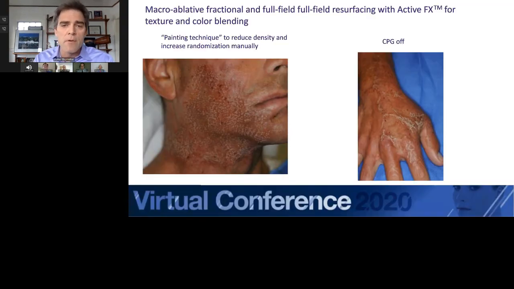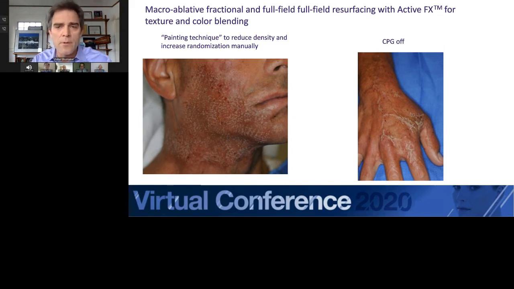So these are the ways I most often use the macrofractional, the millimeter-size ablation. That is using what I and others like Jill Waibel call a painting technique, reducing the density. So put a large spot, high repetition rate, and just paint the area. We're not matching the beams, the squares, or the hexagons together. We're just painting the area. And I believe this gives some randomization and some blending of the pigmentation in the area.